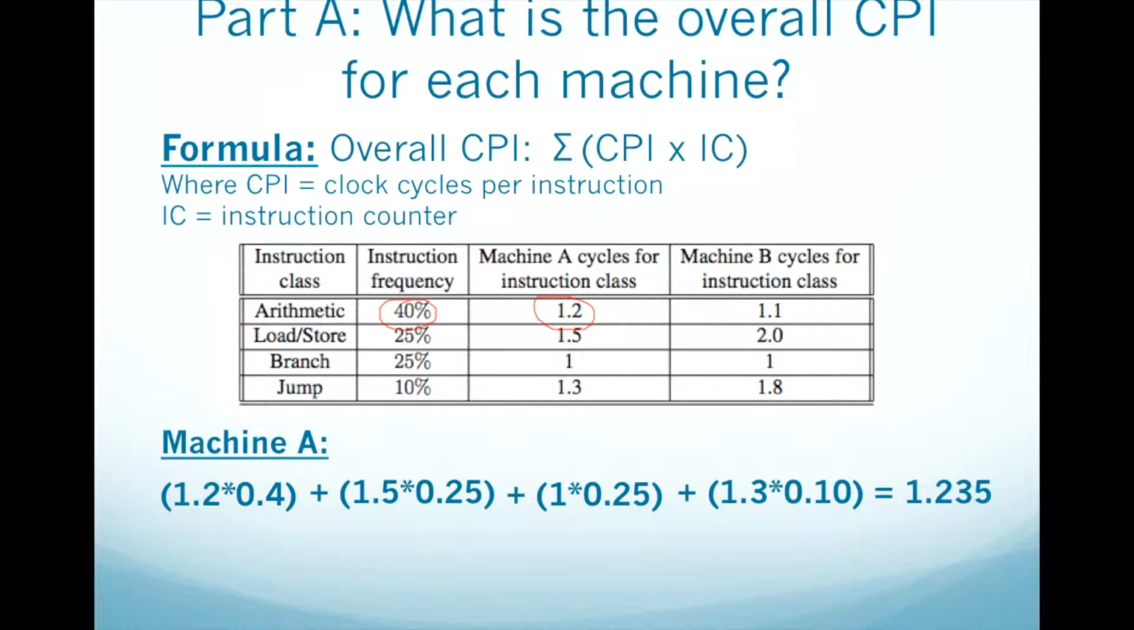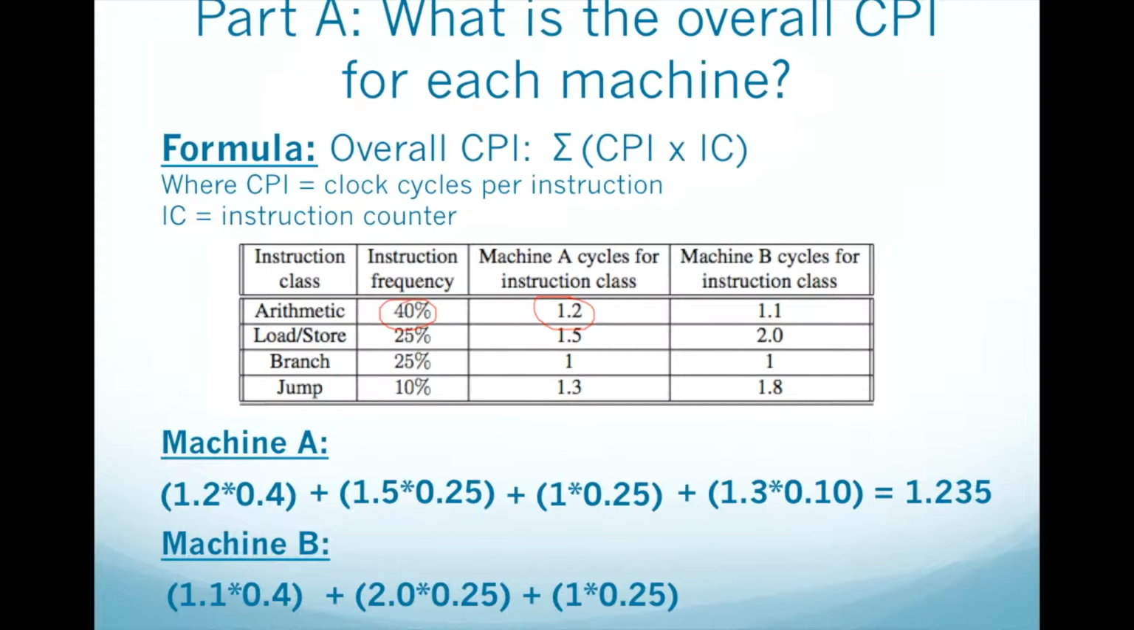Similarly, in the same way, you would do the same thing for machine B. Looking at machine B, you would do 1.1 times 0.4 plus 2.0 times 0.25 plus 1 times 0.25 plus 1.8 times 0.10. And that equals 1.37. So that's how you answer part A. 1.235 is the overall CPI for machine A, and 1.37 is the overall CPI for machine B.